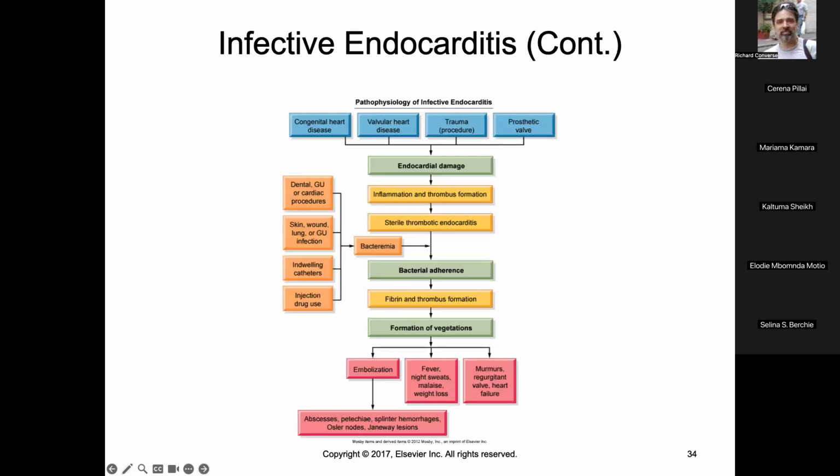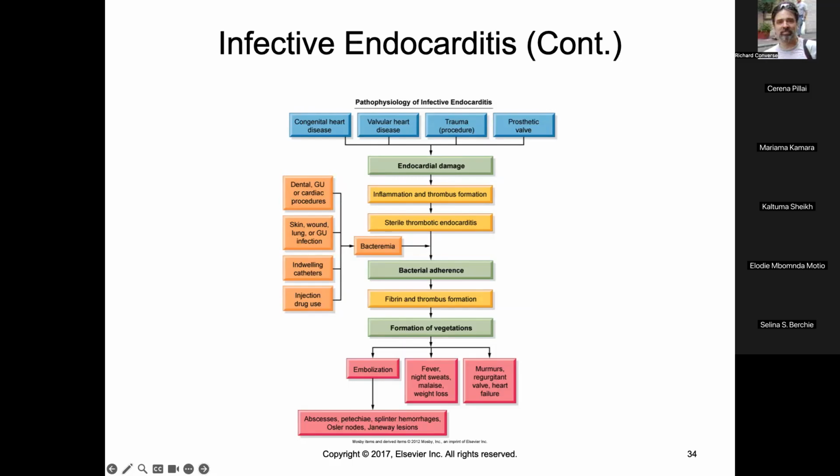So you can see the flow chart here, right? Pathophysiology, infective endocarditis, which is inflammation of the inner lining of the heart. Congenital heart disease, valvular heart disease, trauma, prosthetic valves, right? We damage the endocardium, we get inflammation and thrombus formation, sterile thrombotic endocarditis, and then we have the potential as a result of other procedures to introduce bacteria into the bloodstream.